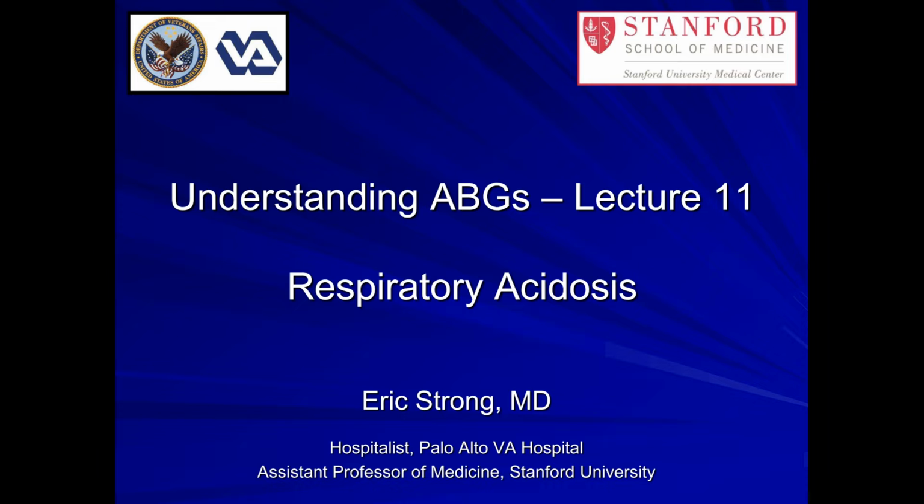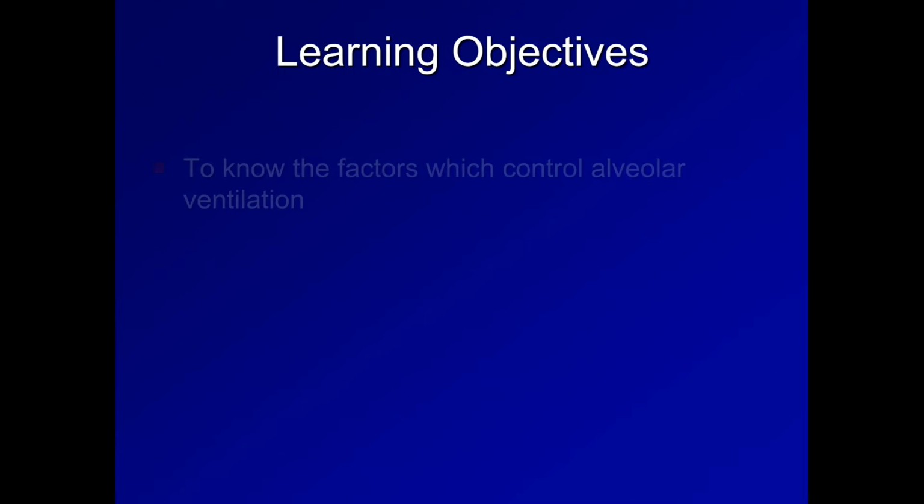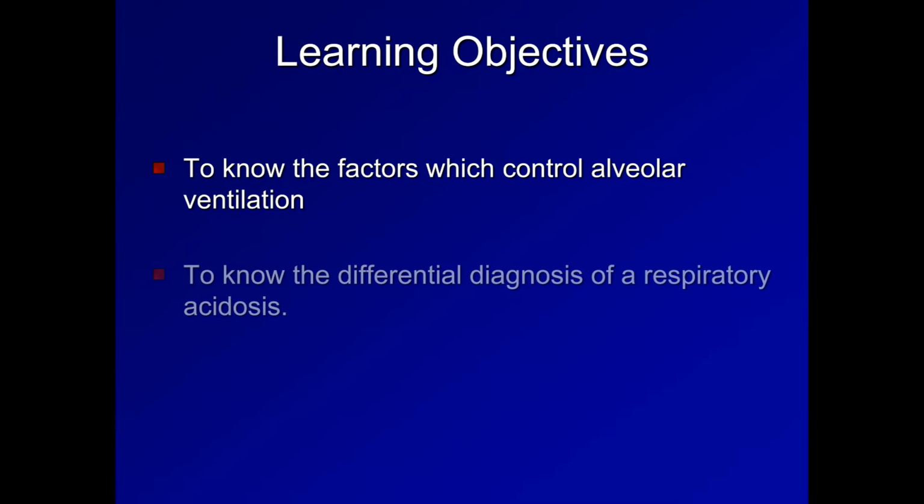Today's lecture in this course on understanding ABGs will focus on the topic of respiratory acidosis. The learning objectives of this lecture are to know the factors which control alveolar ventilation and to know the differential diagnosis of a respiratory acidosis.